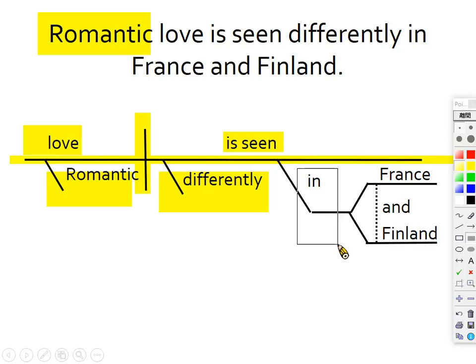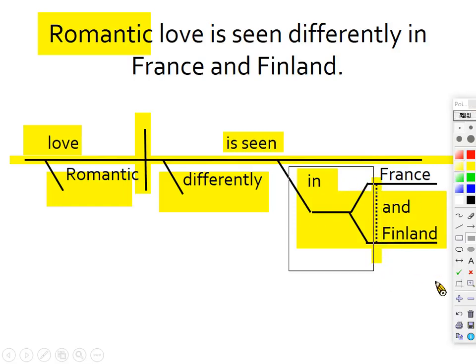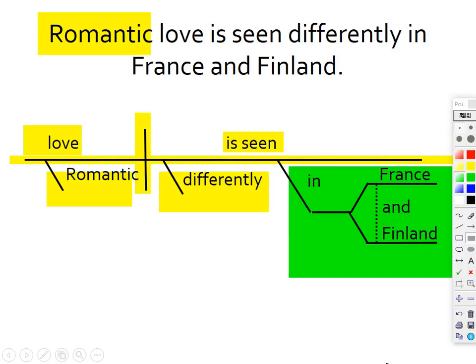And in France and in Finland is also modifying is seen. However, we have a prepositional phrase here, right? But France and Finland are connected by a dotted line with "and." So this is the segment we need to create. And this green part is used to modify is seen. Okay, make it correct.